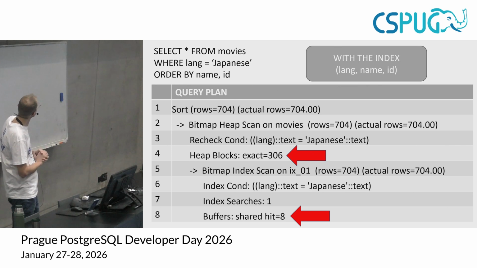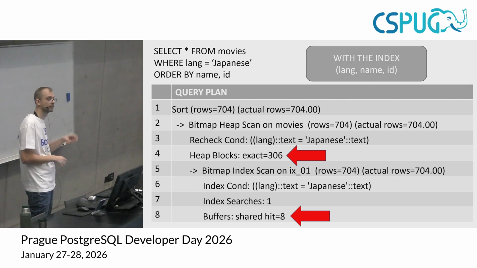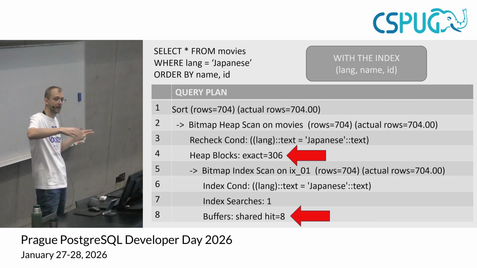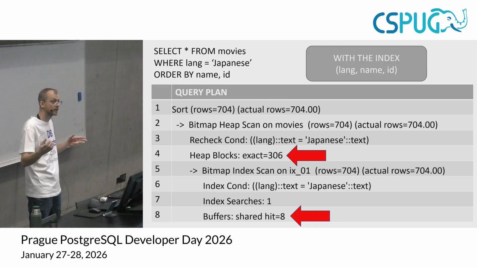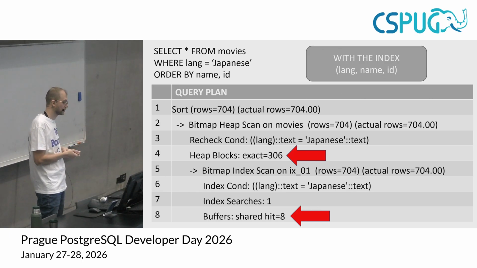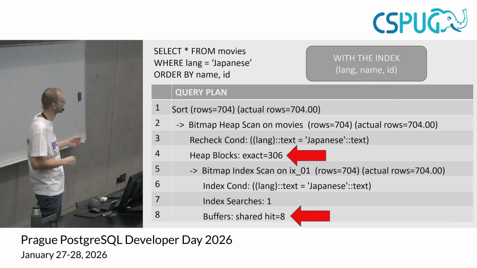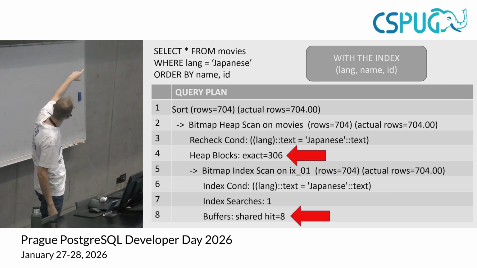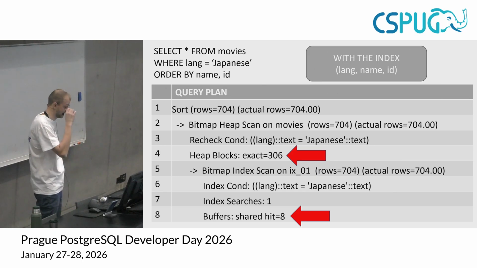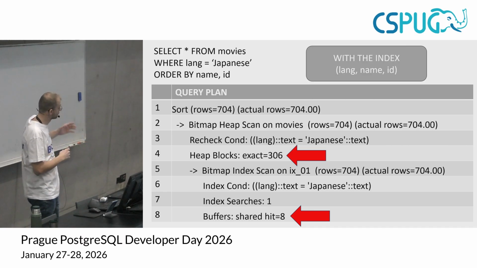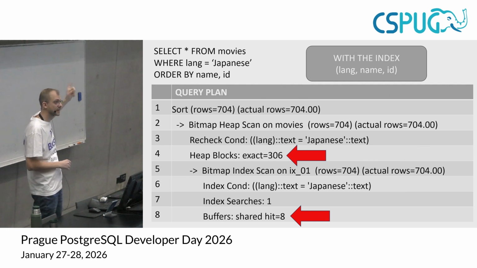What happened in the background? I hit the first movie in Japanese. That's 2 pages to read. And because I have 700 of them, I scan the next pages to get all the entries for movies in Japanese. That's another 6. So I reached in total 7 pages on the leaf level and 1 root. So that's the 8 on the very last line. I built a bitmap of these pointers and then used the bitmap heap scan and touched 306 pages.